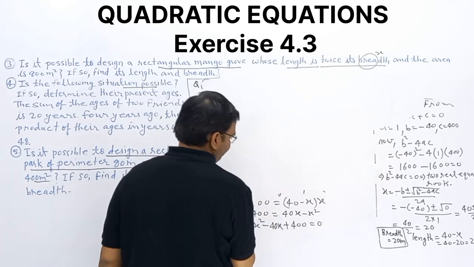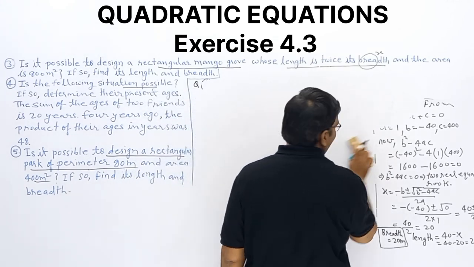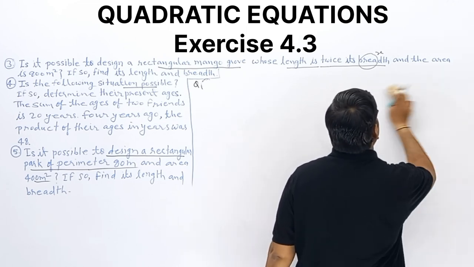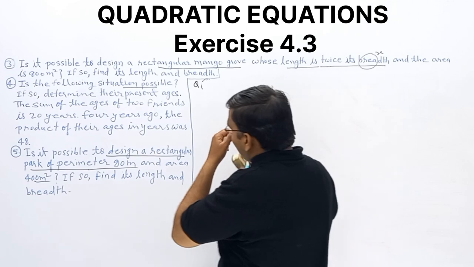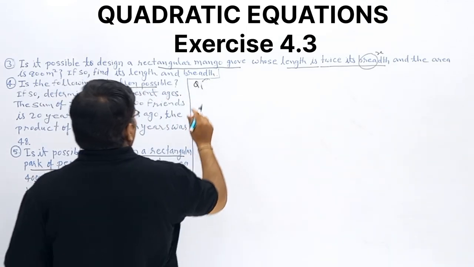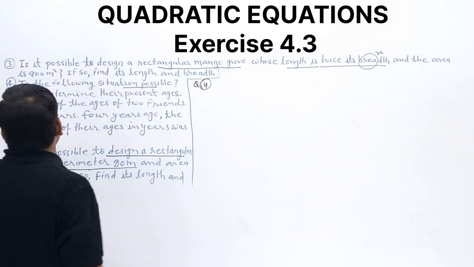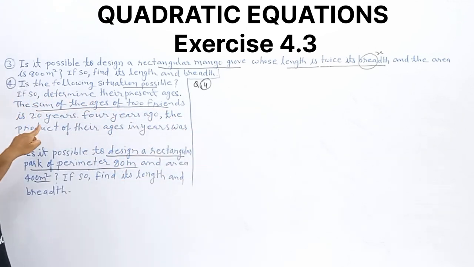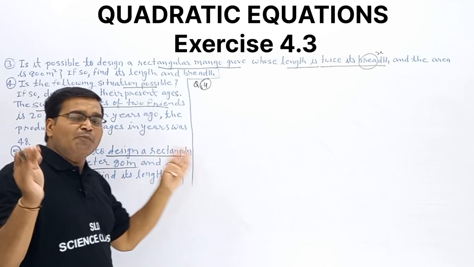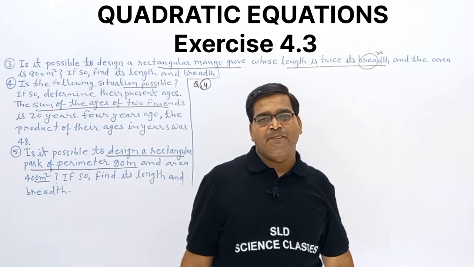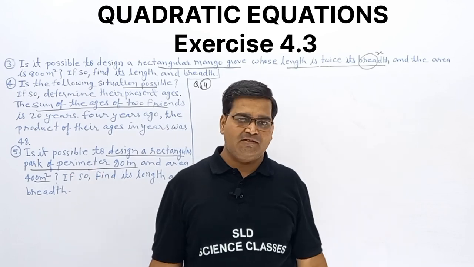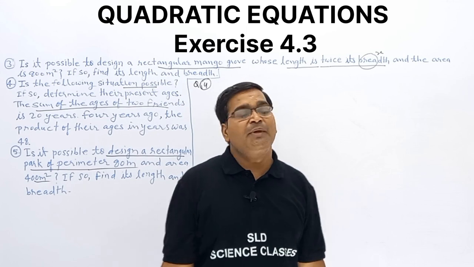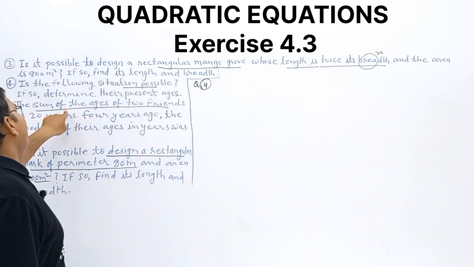Question number 4th. We completed question number 3 and question number 5. One question is remaining. I am going to solve that one. Observe this one carefully. What is the question? The situation given: the sum of the ages of two friends is 20 years. We don't know the age of the two friends, but the sum of both ages will be 20.